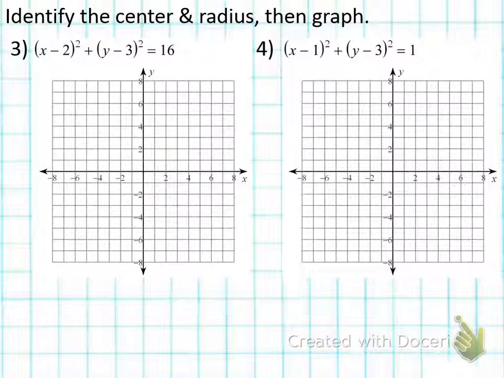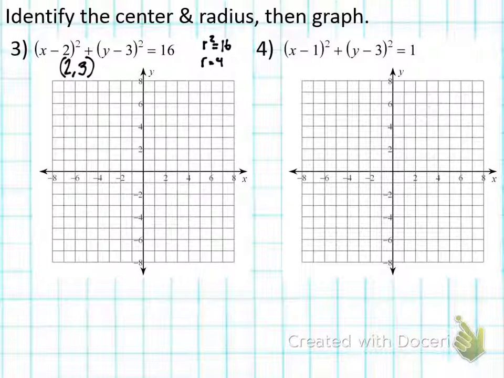Next one, number 3. Let's do this one together. So I know it's already in standard form. We got x minus 2 squared plus y minus 3 squared is equal to 16. So what is our center, our h and k? 2, 3, right? So we're going to write down 2, 3 as our center. Okay. R squared is equal to what? 4. No. 16, right? So square root of 16 is 4, right? Okay, those are the two things we need.